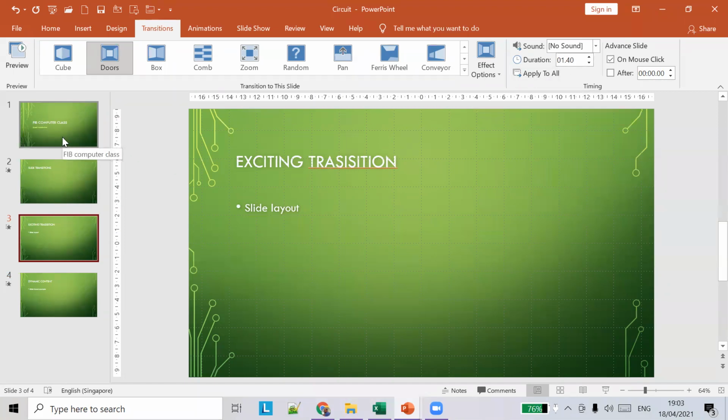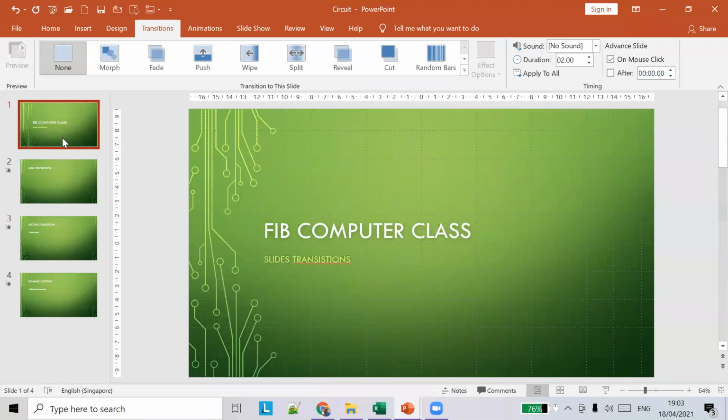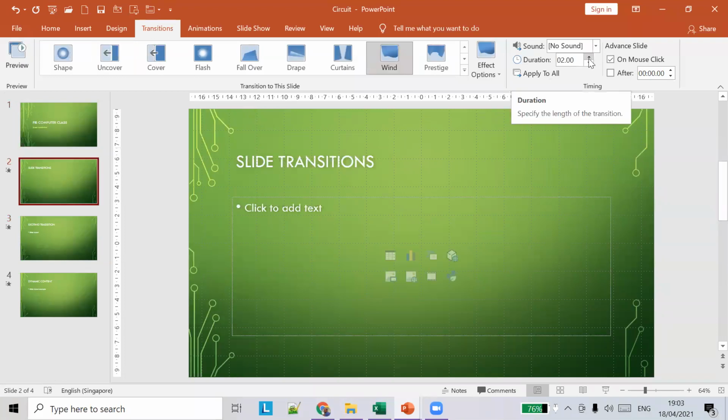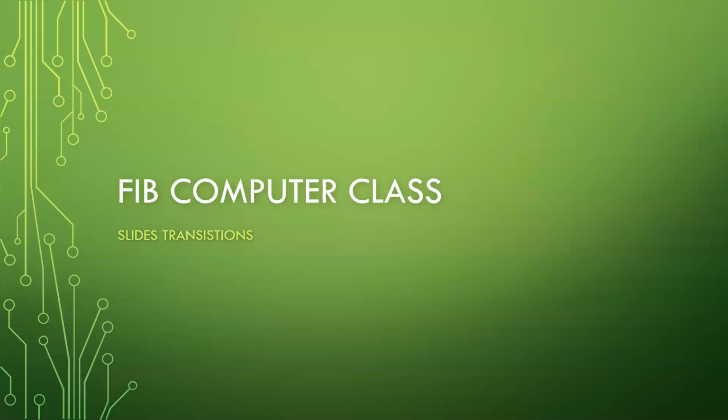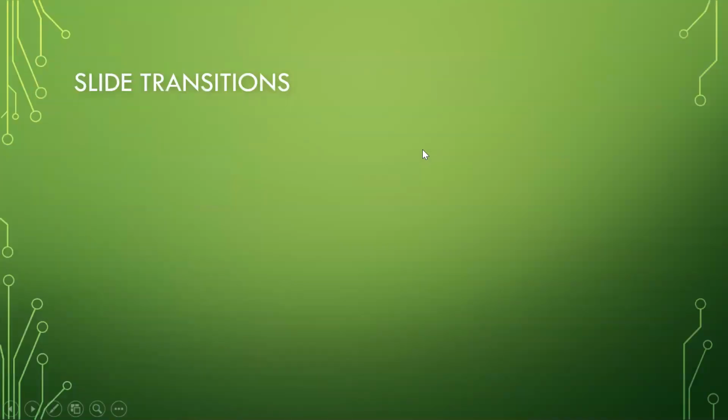So let's do a transition for the second slide. I'm going to reduce the slide transition to 0.25 seconds, and I'm going to save it. Once you save it, when I click the next button, you can see the transition action is so much faster.